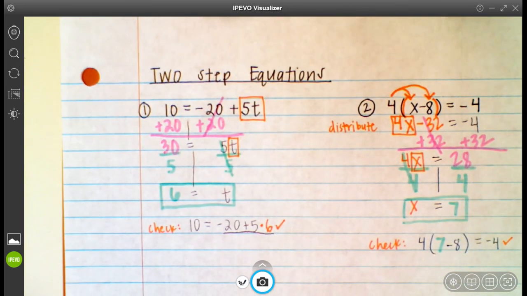All right, guys, that is solving two-step equations. And now you're going to practice.